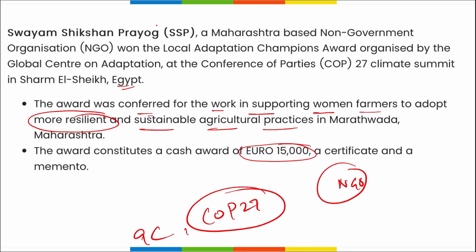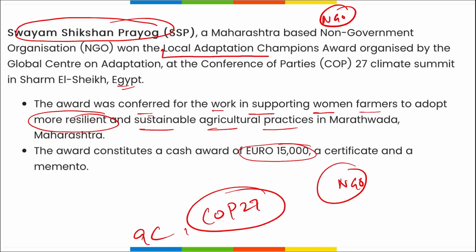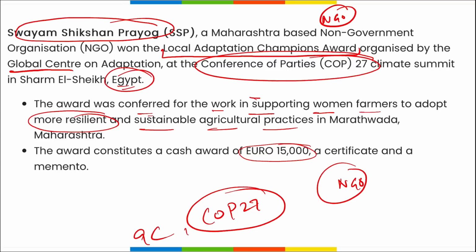So coming back, remember it is Swam Siksha Prayog, a Maharashtra based NGO that has won the Local Adaptation Champions Award organized by the Global Center on Adaptation. This was during the Conference of Parties 27 Climate Summit held in Egypt, and the award was basically for the work in supporting women farmers to adopt more resilient and sustainable agriculture practices in Maharashtra.